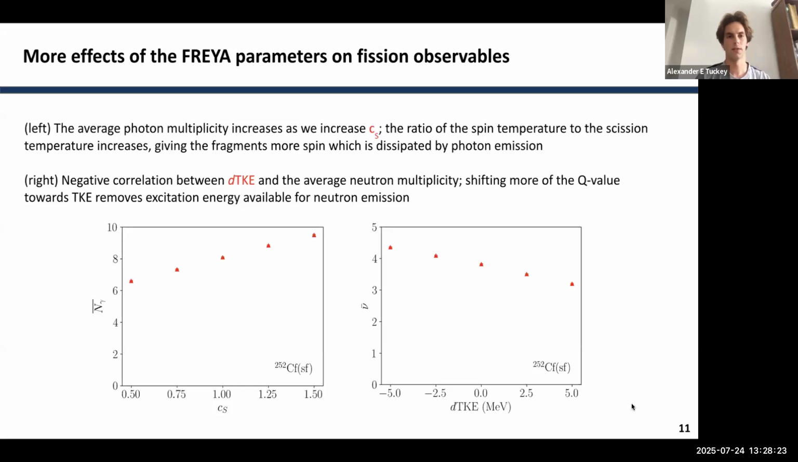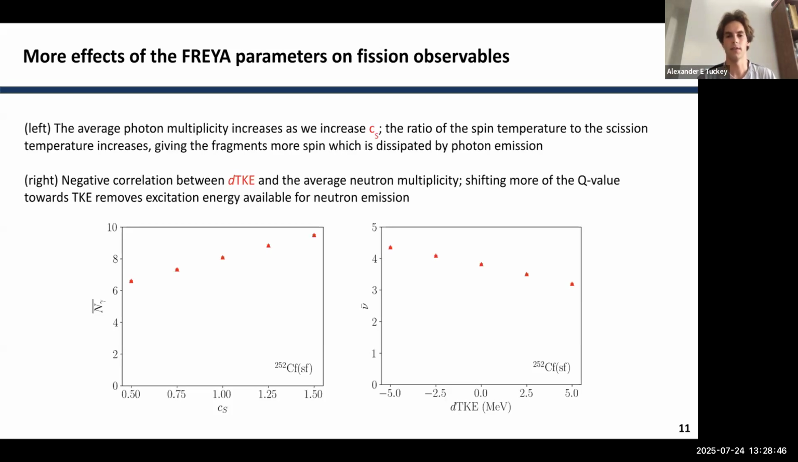I just want to briefly touch on the last two Freya parameters and the fission observables they correspond to. These are a little bit different than the rest because they primarily affect single valued observables as opposed to those correlated fission observables in the last slide.